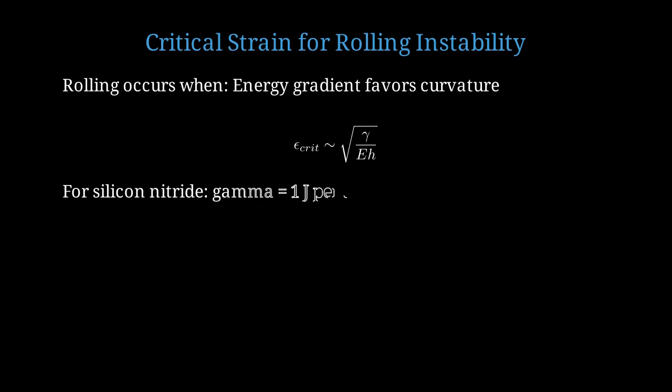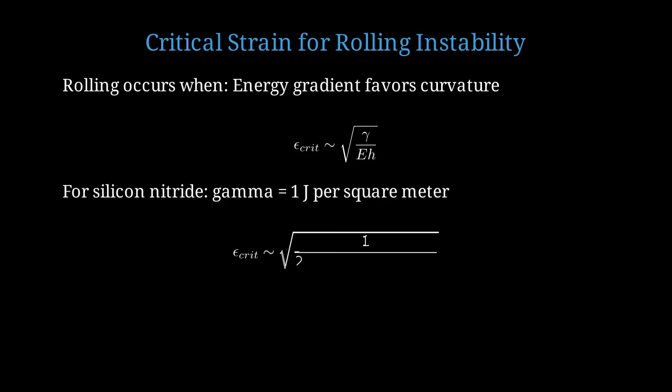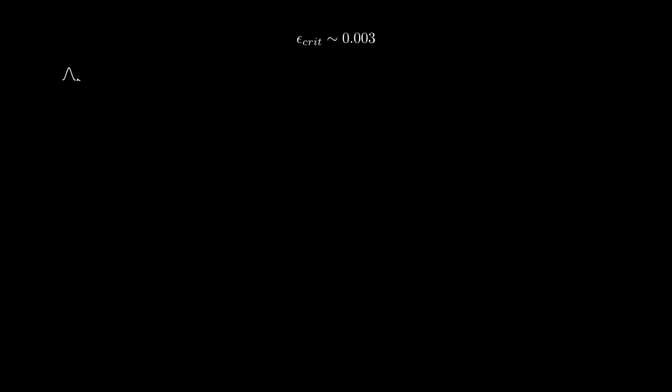For silicon nitride, the surface energy is about 1 joule per square meter. Plugging in numbers, epsilon critical is the square root of 1 over 250 times 10 to the 9 times 50 times 10 to the minus 9. This gives us epsilon critical of about 0.003 or 0.3%. So above 0.3% strain, rolling becomes energetically favorable. This matches experimental observations beautifully.